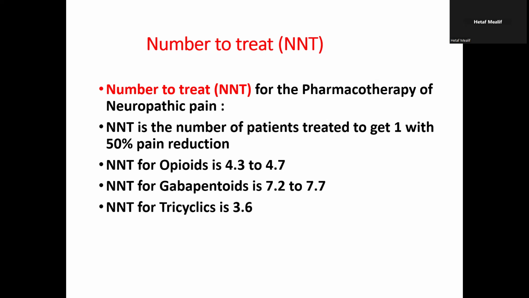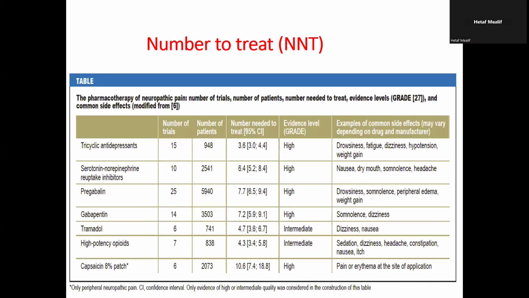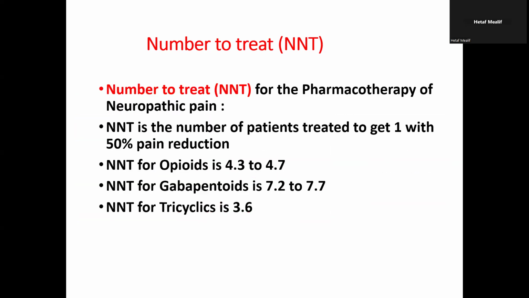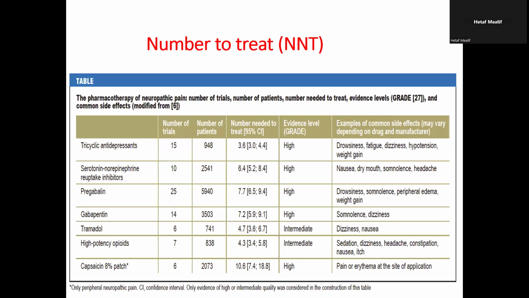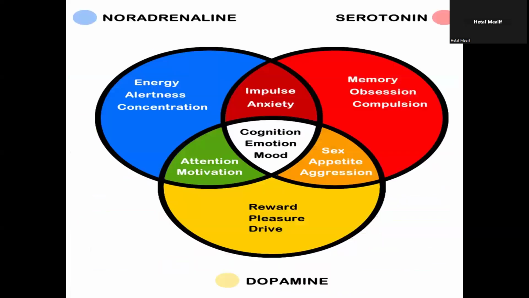There's another number we're not going to talk about today. It's called number needed to harm. Okay, and you have to balance between these two. Just a repetition: number needed to treat. As you see here, for the TCAs the number needed to treat is 3.6, so it's actually the most effective out of these.